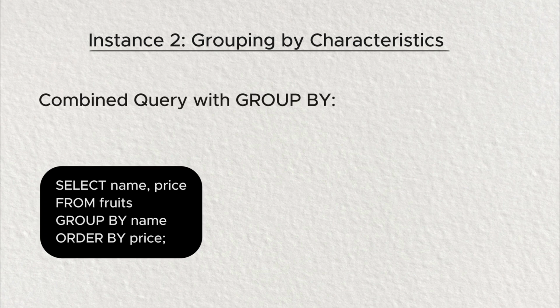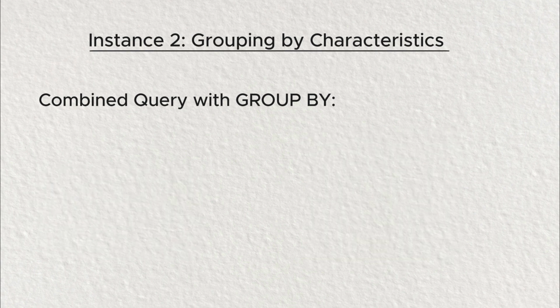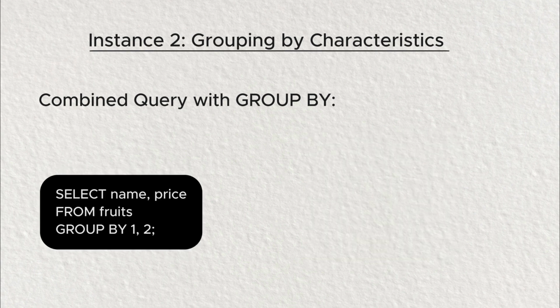Now, there's a more efficient way to do this. We can use the combined query with the group by clause. In this way, we select the name and the price column, and we want to group them by their names, A's first, B's, then C's, and order them by their price. But as we can see here, it's not working well. So here's a better way to do it. Group by 1, which stands for the first column, and order by 2, which stands for the second column.